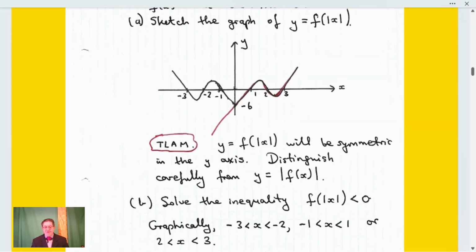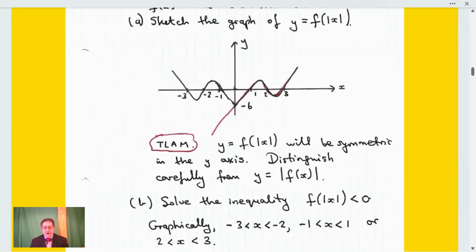So, thinking like a mathematician, y equals f of mod x will always be symmetric in the y-axis. Make sure you distinguish carefully from y equals mod of f of x. And if you're not sure of the difference, go back to your textbook and do some basic questions to make sure you do know the difference between these two things.